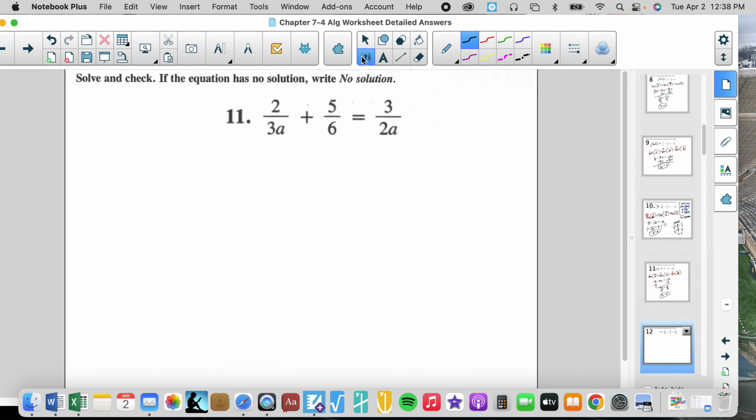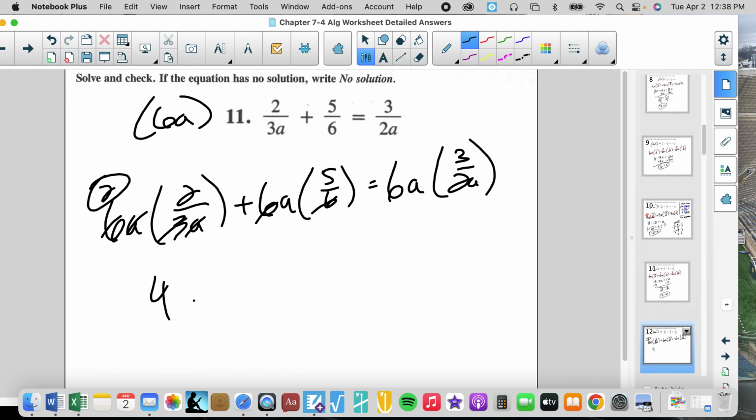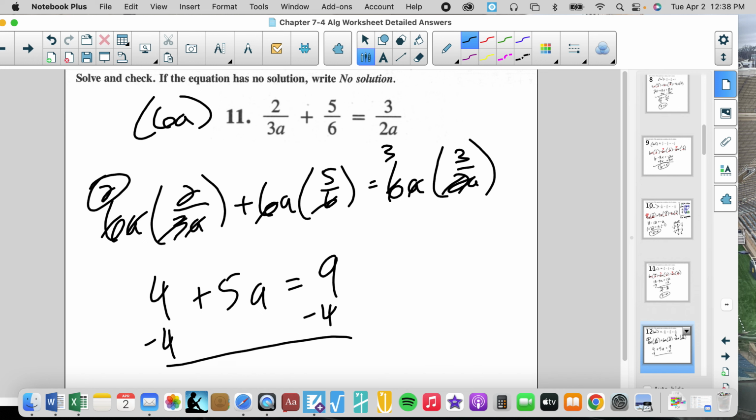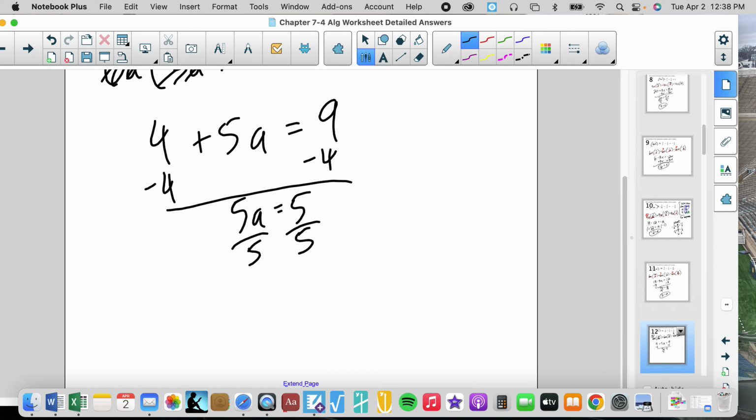Number 11, let's see, we've got 6a would be a common denominator. 6a times 3 over 2a plus 6a over 5 over 6 equals 6a over 3 over 2a. Let's just not cancel with color. We've got 4, 6's cancel, plus 5a equals, a's cancel. 3 equals 9 minus 4. You get 5a equals 5. Divide by 5. a equals 1.